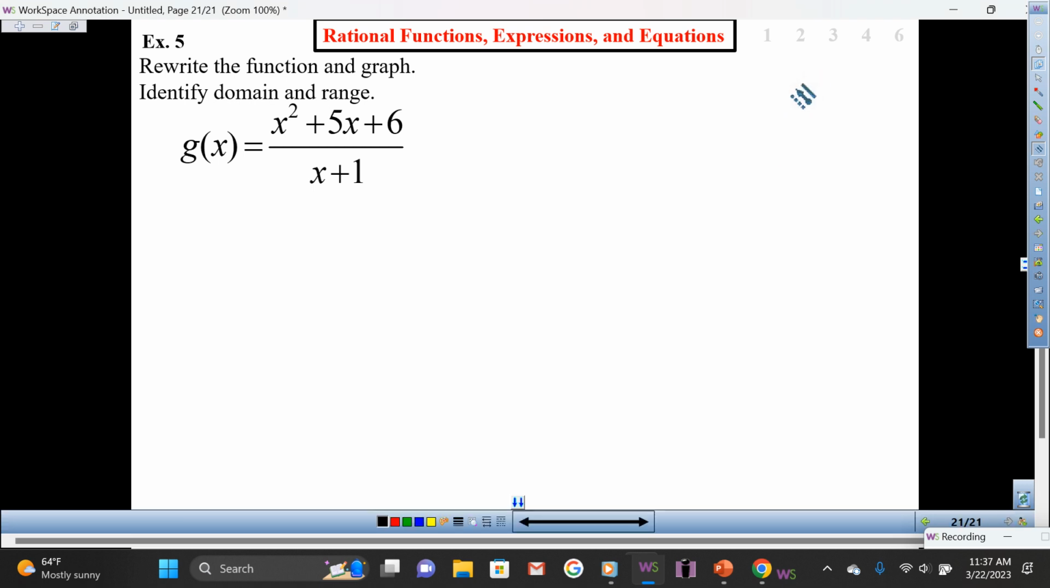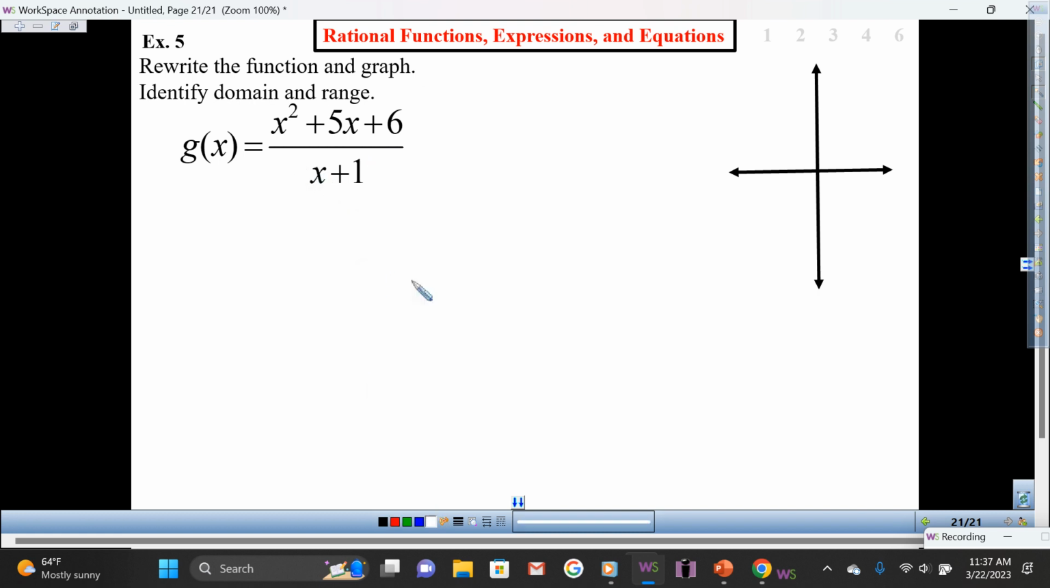All right. Let me get my little coordinate plane over here on the side because I'm going to need a lot of space to do a lot of work. All right. So, let's see. G of x equals x squared plus 5x plus 1 over x plus 1, plus 6 over x plus 1. What is the first thing you guys notice? That the numerator is not 1, is that correct? Okay. So check mark on that.